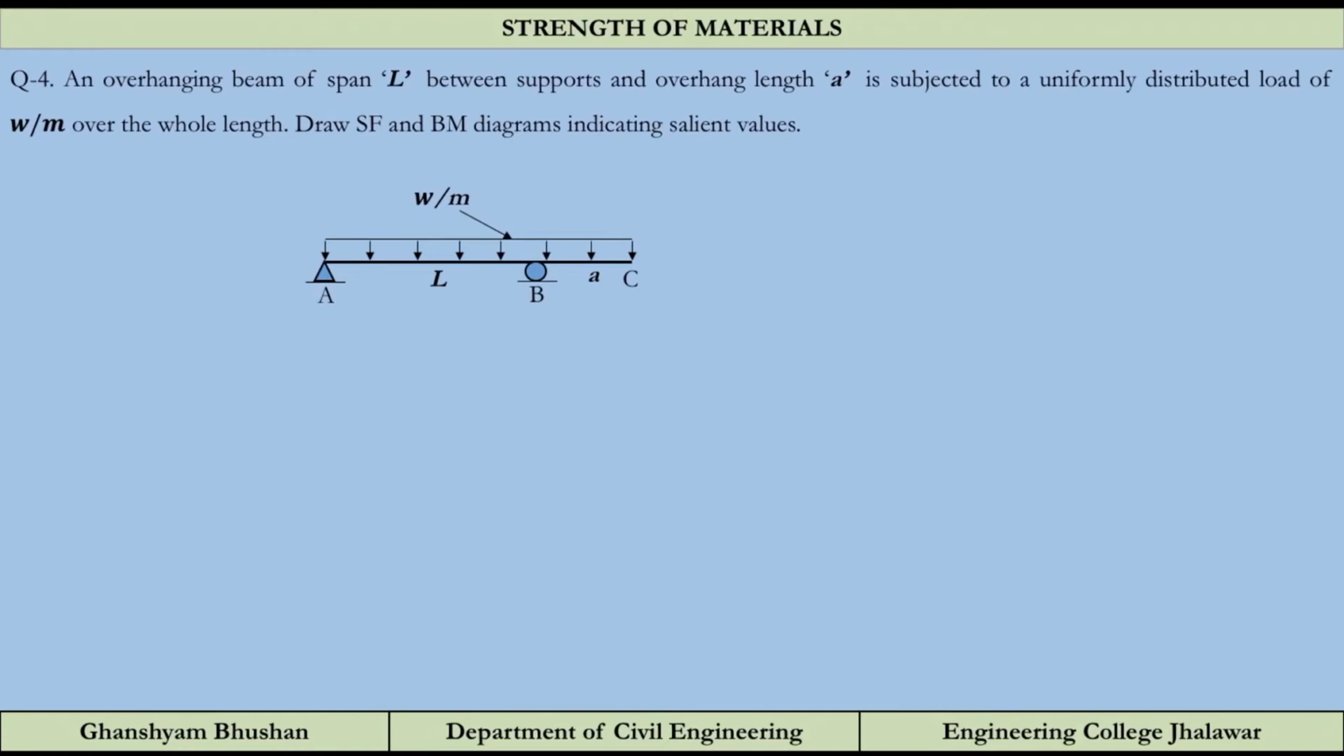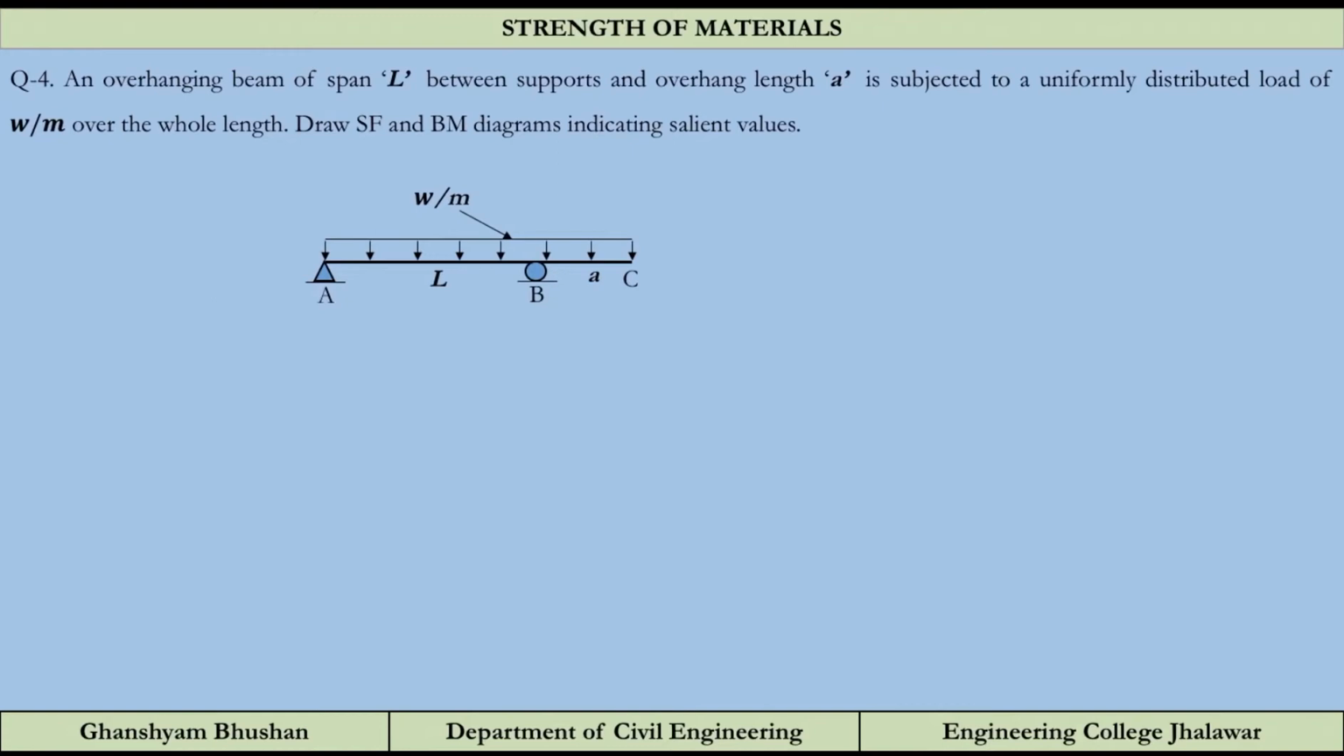If the question asks us to show the salient values, we will be showing where the shear force becomes 0. At that location the bending moment can be maximum or minimum, so we have to calculate the bending moment also. So like this we are going to solve the problem. It is nothing new, you know how to proceed.